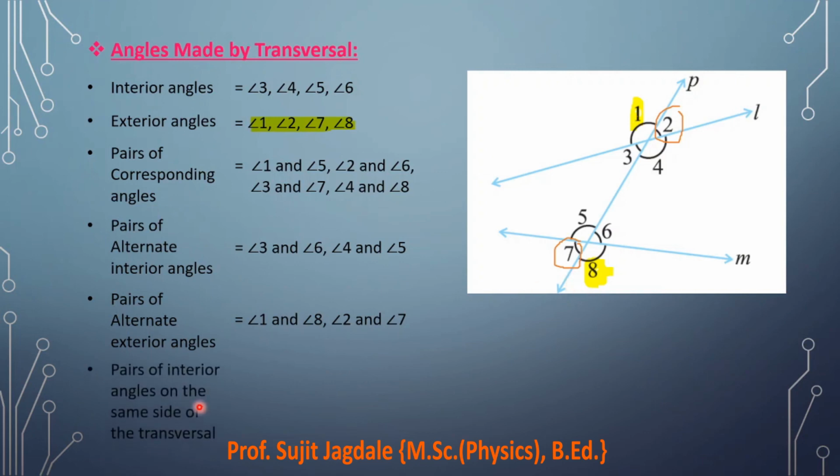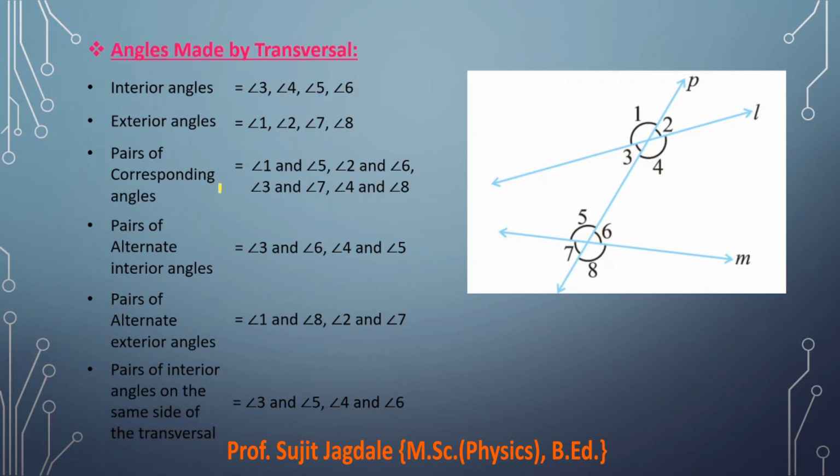Then the next one is pairs of interior angles on the same side of the transversal. They should be on the same side, only with respect to the transversal. So 3 and 5 is the first pair, and 4 and 6 is the second pair of angles which are on the same side of the transversal.